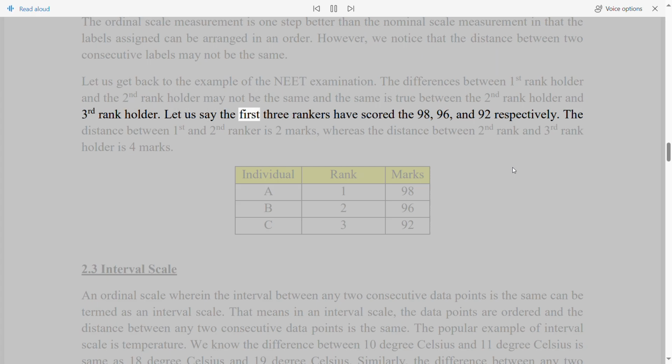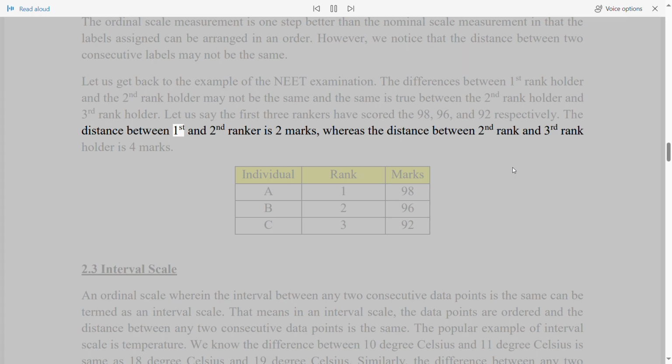Let us say the first three rankers have scored 98, 96 and 92 respectively. The distance between first and second ranker is 2 marks, whereas the distance between second rank and third rank holder is 4 marks. Individual rank marks: A1 98, B2 96, C3 92.